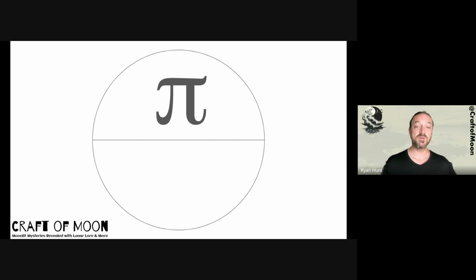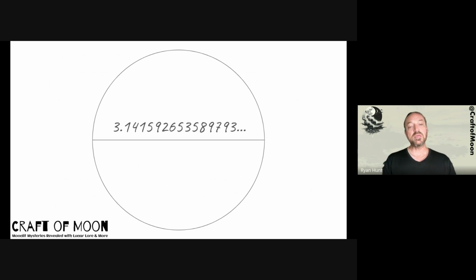The circle could be the size of the entire universe or the size of a single atom, and still this proportional relationship that we call pi, that measures this relationship between the circumference and the diameter, will remain the same. When we calculate pi and represent it as a number, we get this long string of numbers here.